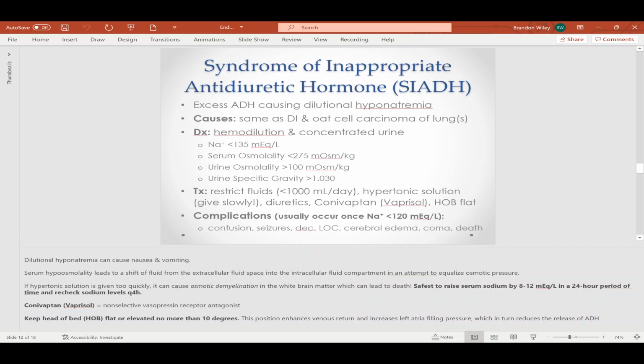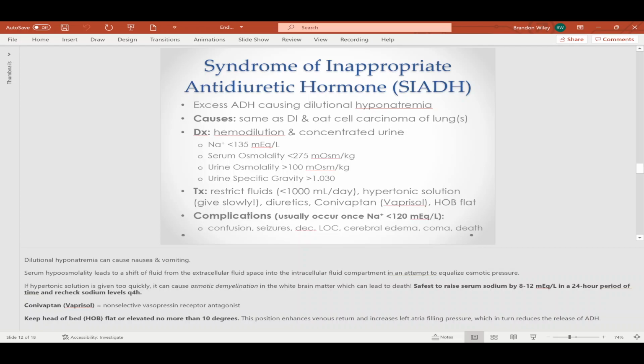All right, let's recap. What is SIADH? We have too much ADH, which is causing dilutional hyponatremia. So you've got your water and you've got too much sodium. So your sodium in your blood's going to be, what is your sodium going to be? Low. Your serum osmolality, which is your blood, if you're retaining. Urine.